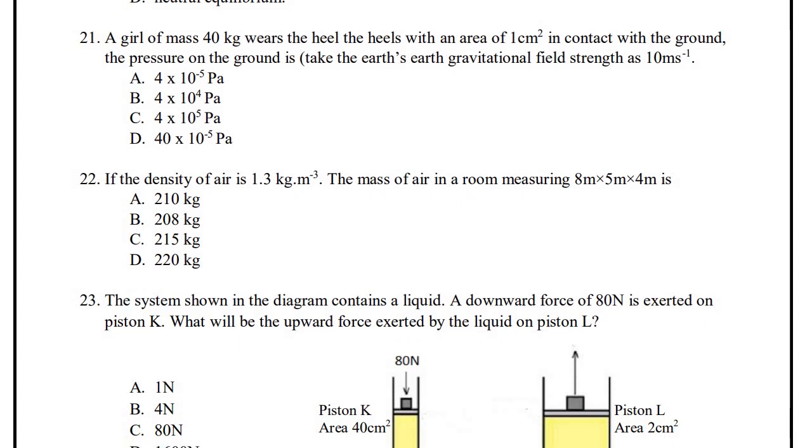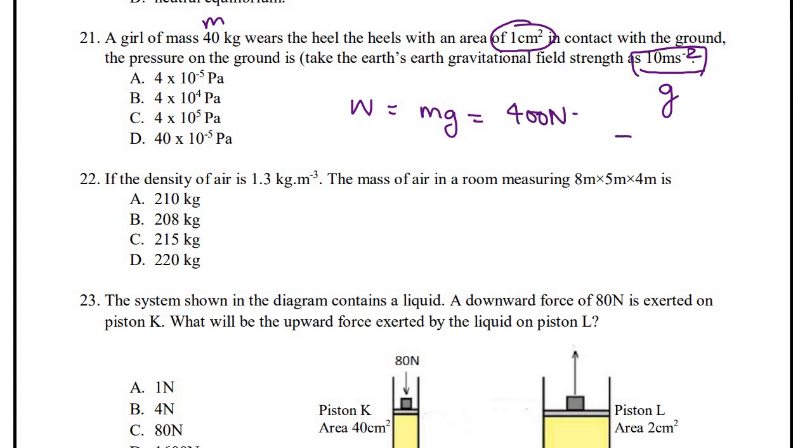A girl of mass 40 kg wears a heel with an area of 1 centimeter square in contact with the ground. The pressure on the ground, the earth's gravitational field is 10 meter per second square. This is the value of g, and this is the mass. So we can find the weight, that is equal to mg. So weight of that girl is 400 newtons. The formula of pressure is equal to force acting per unit area.